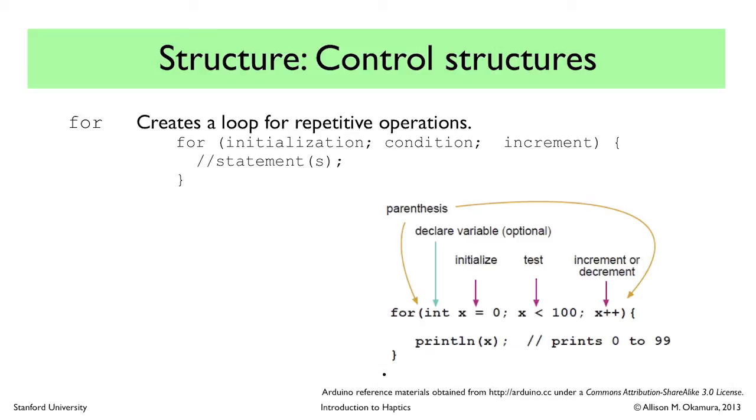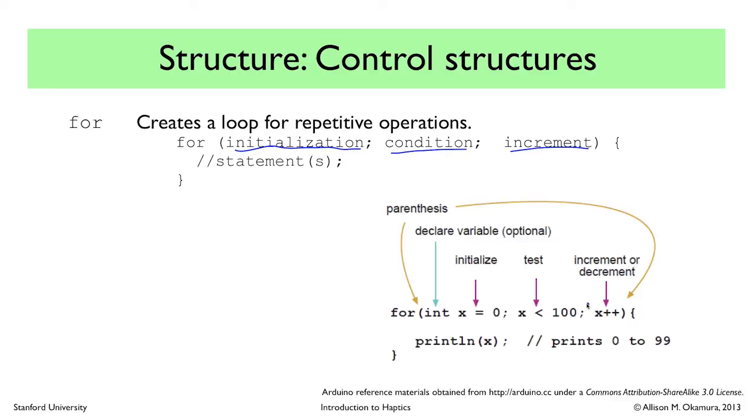The for loop is another really useful control structure. It creates a loop for repetitive operations, and this is typically used to very much simplify your programming, make it efficient. So for example, here's the basic structure of a for control structure. It would say for, and then there would be an initialization code, a condition code, and an increment code. And then inside the curly braces, there would be some statement or statements.